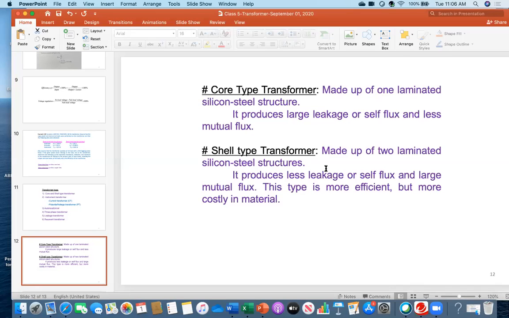And shell type is made up of two laminated silicon steel structures. This means it has two separate magnetic core materials, and it produces less leakage or self flux and large mutual flux. This type is more efficient but costly in material. So that's for the core type and shell type. In a minute, I will show you the diagram and then you will be done for today.